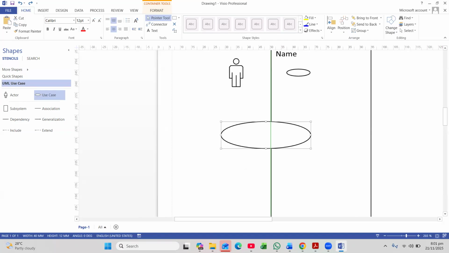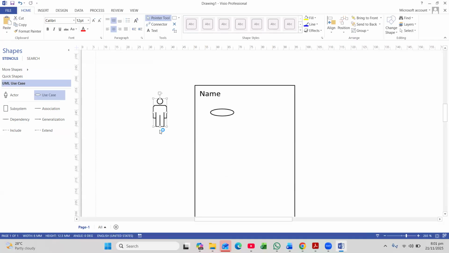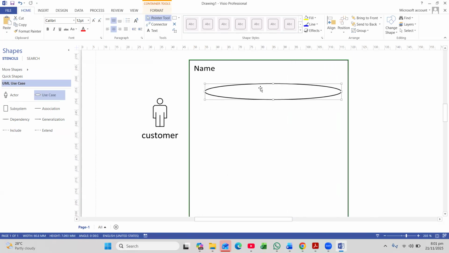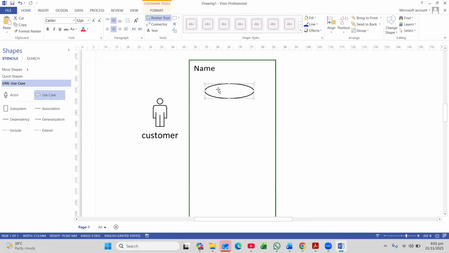Let's see some relationships. So over here, I have an actor. My actor over here is a customer. So over here is called customer. Now, my actor who is a customer, I'm going to say, transfers funds. So when my customer comes into my system, he or she can transfer funds.